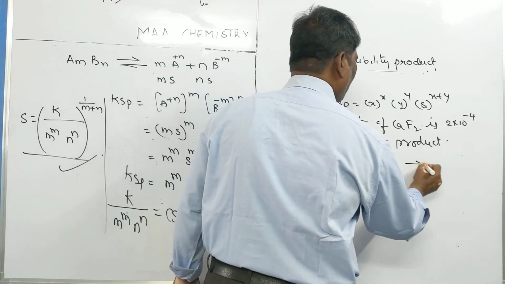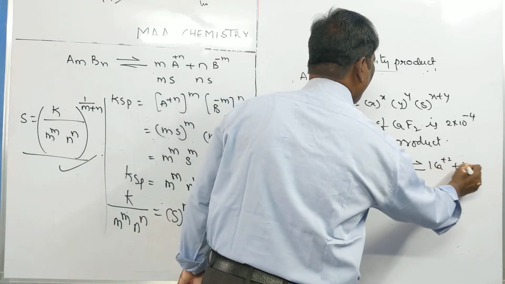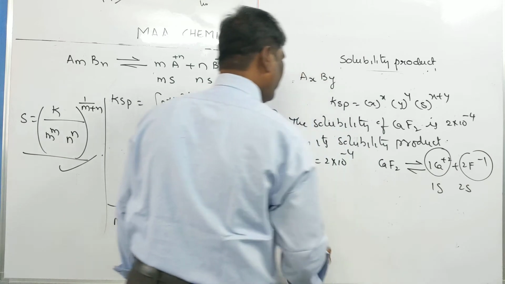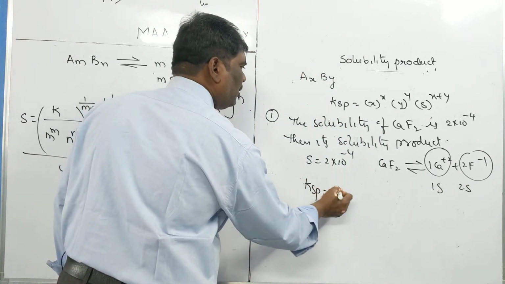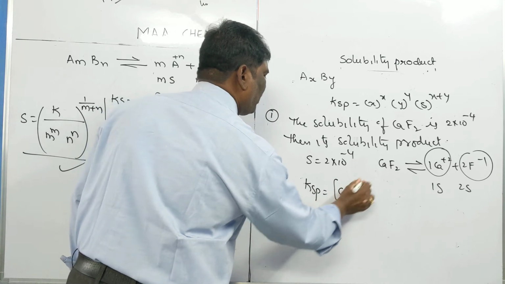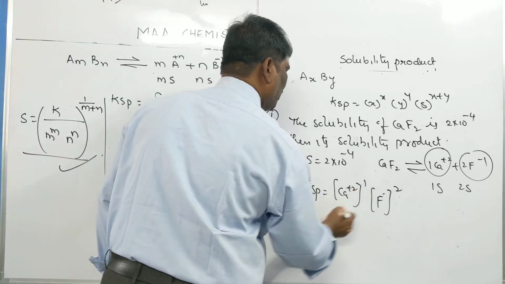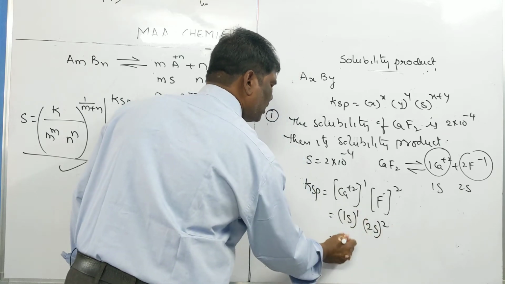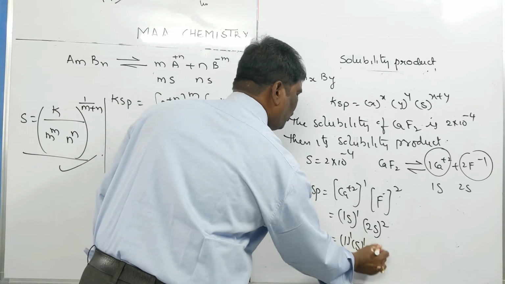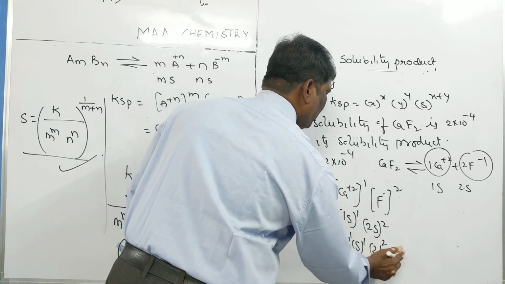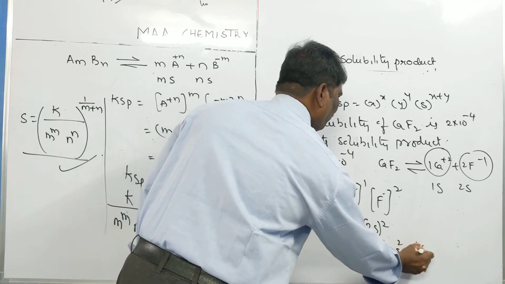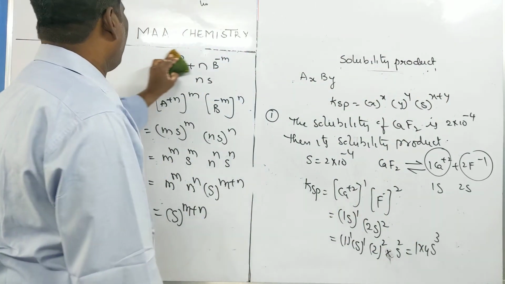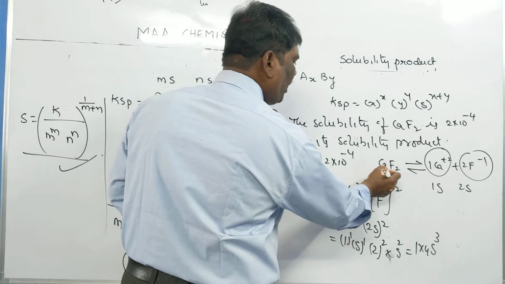Ca²⁺ is taken as 1S and F⁻ is taken as 2S. So what is the formula for KSP? KSP equals [Ca²⁺]¹ [F⁻]². In place of Ca we write 1S to the power 1, and here we write 2S to the power 2. So we get 1¹ S¹ × 2² S², which is nothing but 1 × 4 × S³. So the formula is 4S³, or you can directly write this one because it is of type A1B2.